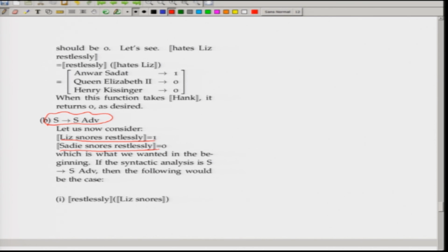Although both snore, Liz snores restlessly while Sadie does not. This much we know. The problem is, if our analysis were like S goes to S and then ADV, the problem is, in this case the reference of ADV would take the reference of S, and then comes the problem, because think of 2 sentences, one, if we erase this much, you get, so 2 different things.